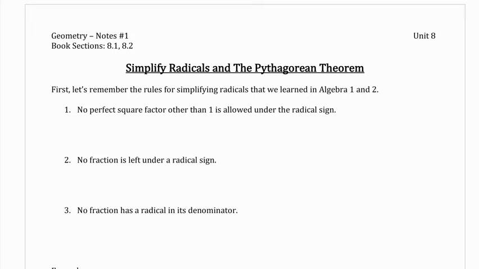So a couple rules that we learned about simplifying radicals in both Algebra 1 and Algebra 2. The first thing is we never want to leave a perfect square factor other than 1 underneath the radical sign. So for example, if we're doing the square root of 20, that can be rewritten as the square root of 4 times the square root of 5. That 4 is a perfect square, right? So we take the square root of that 4 and we get a 2, and then we still have a 5 inside the radical, but we took out that perfect square factor.